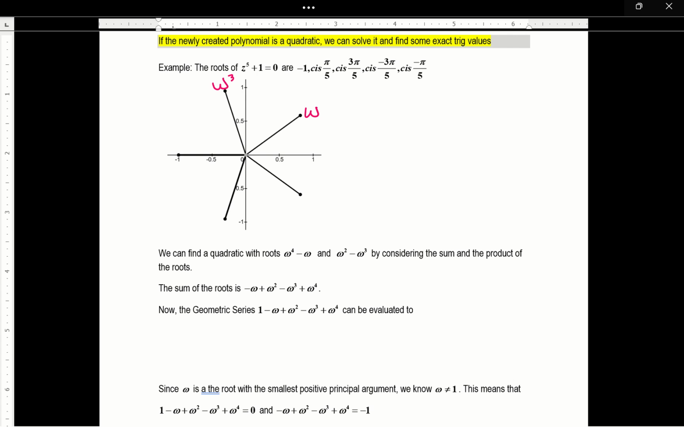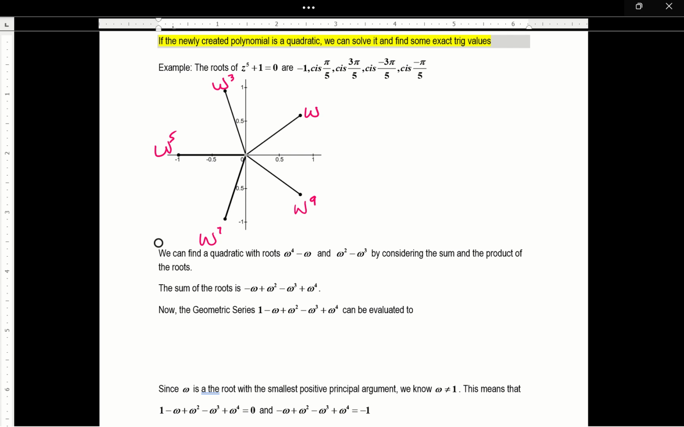Okay. If I was to power omega up to 4, what would I get? I'd just get cis 4 pi on 5, wouldn't I? Well, that's not one of the roots. Cis pi on 5, what do I have to power that to get out there at minus 1? That's right. It's omega 5. That's omega 7. That's omega 9. But what if you want to go backwards, though? You don't want to talk about it in terms of 7 and 9. How would you go backwards?